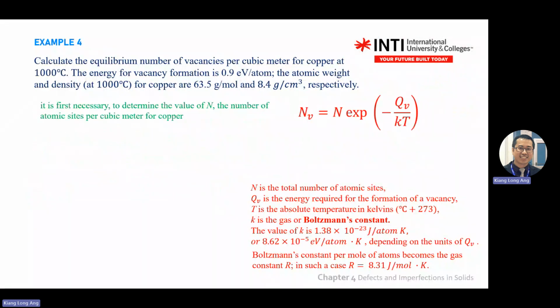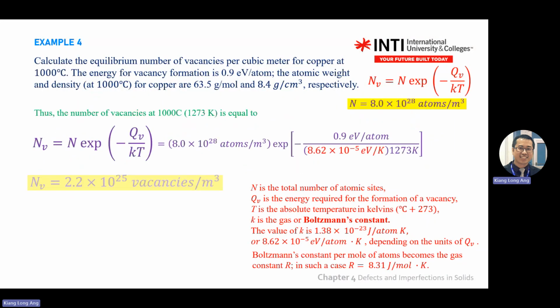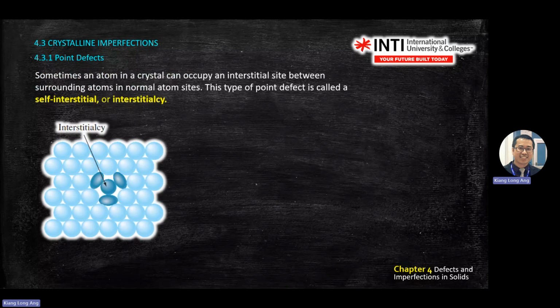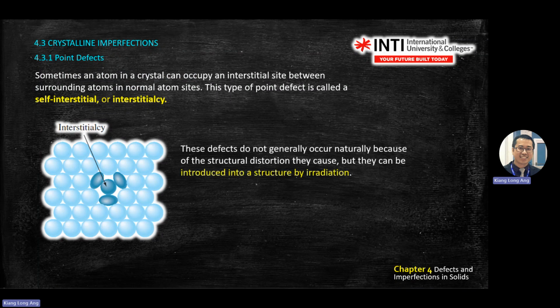Okay, we have done with the vacancy. Now we go into point defect. What do we mean by point defect? Point defect is interstitial defect. It means you force one of the atoms inside the space there. Okay, it's called point defect.